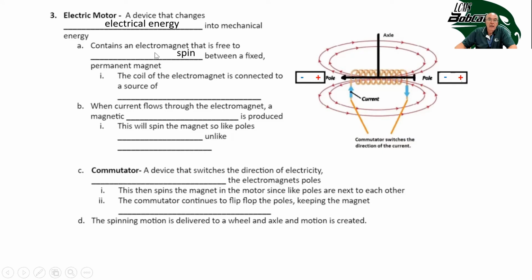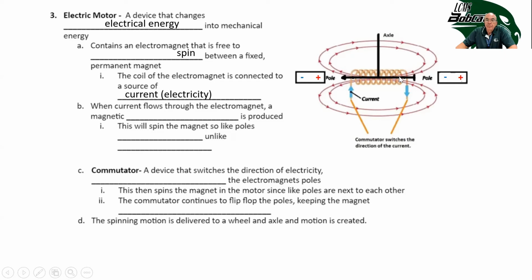So it contains an electromagnet that's free to spin between permanent magnets. The electromagnetic coil is connected to a source of electricity. So over here, we have kind of a really crude electrical motor. We have the permanent magnets here, with a positive and negative, and there's another one with a negative and positive.